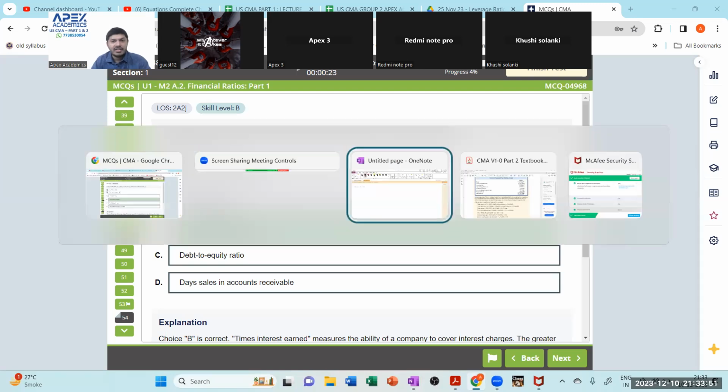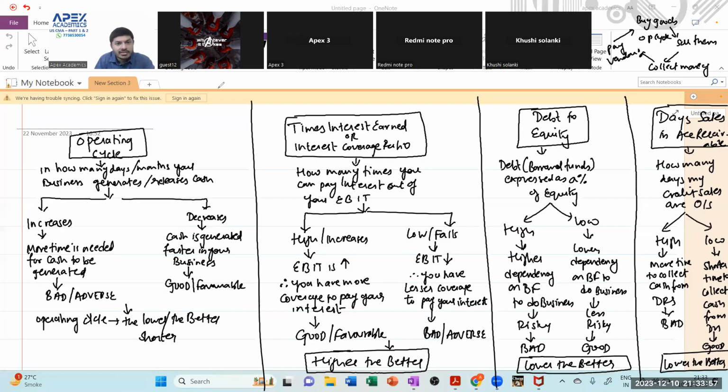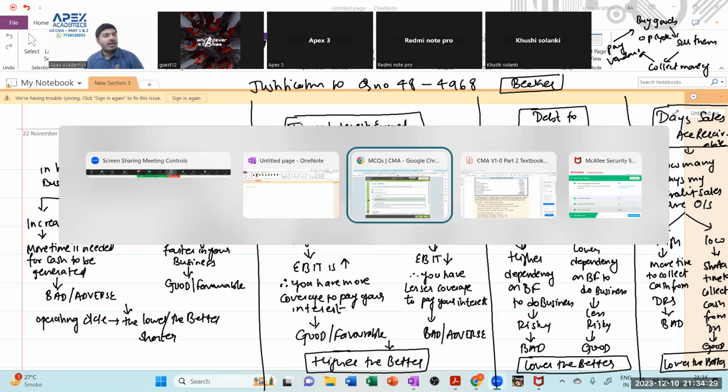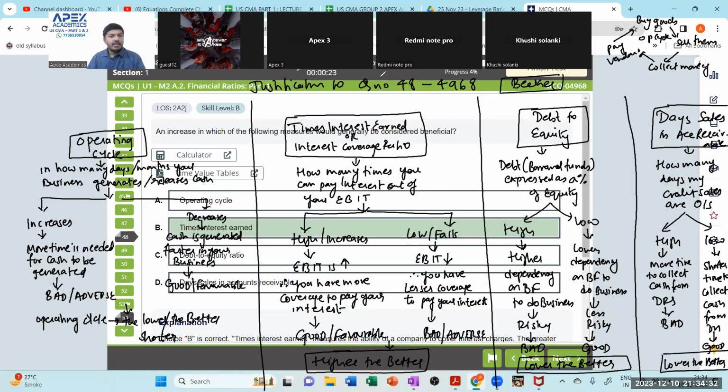Sir, what is the justification of this particular one? My dear friends, we just drew an entire chart for the justification of this particular ratio. Yes or no? This is your justification to question number 48, MCQ number 4968 from Becker. If you read this and you understand this concept, will you be able to answer the MCQs? 100% you will be able to answer the MCQs. Today is Albas's first lecture, but still he is able to answer. How come? Because of the conceptual understanding, right?